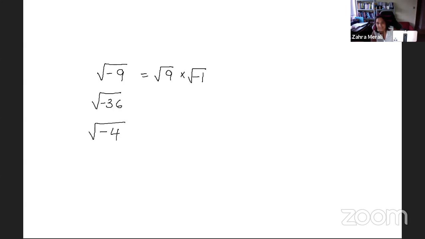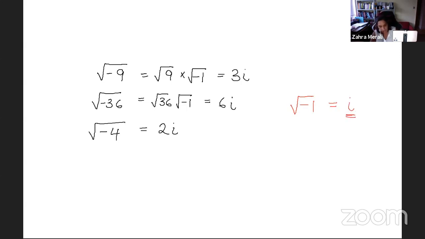The square root of minus 9 is the square root of 9 times root of minus 1, so that would give you 3i. In the same way, the square root of minus 36 is root 36 times root minus 1, so 6i. And this one would be 2i. So that's giving you an idea of how basic it is, writing things in terms of i. The bit that you have to remember is that the square root of minus 1 is represented with this i here.